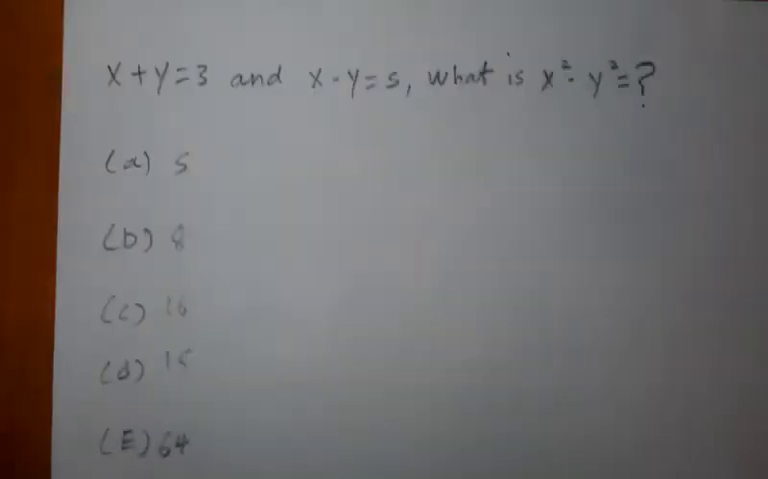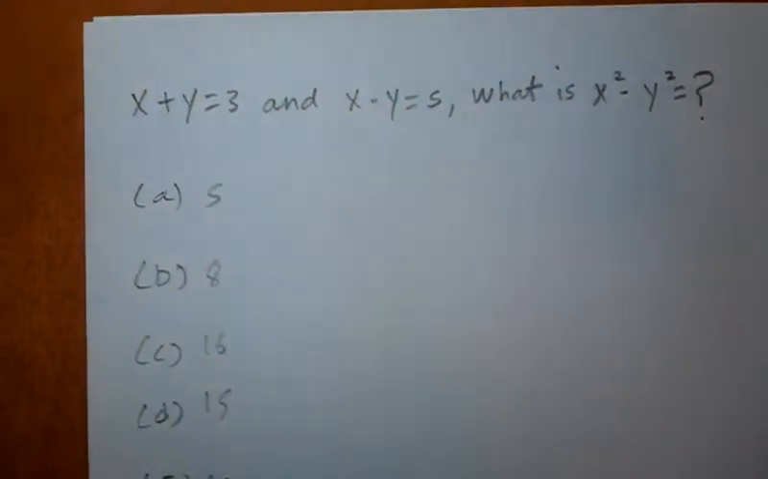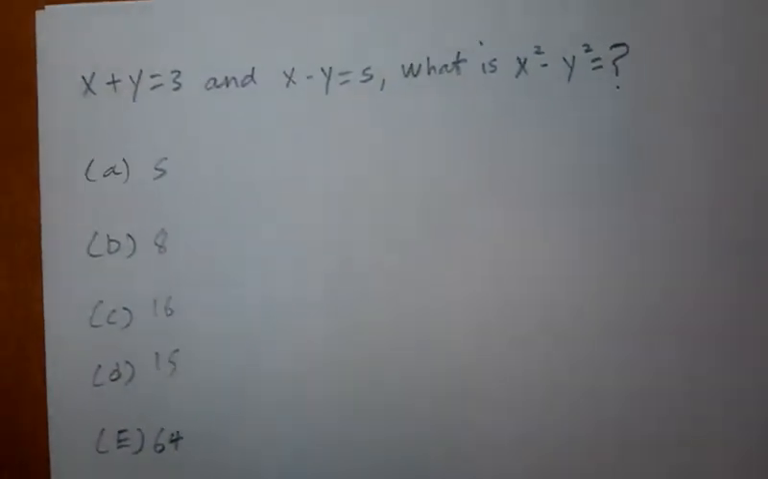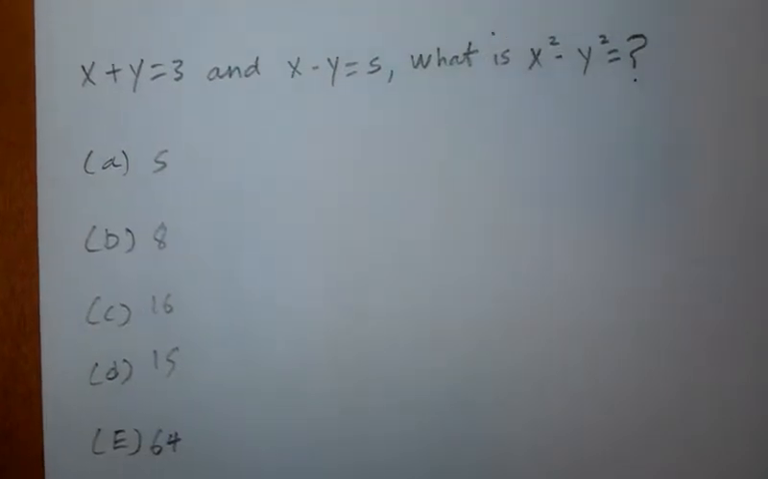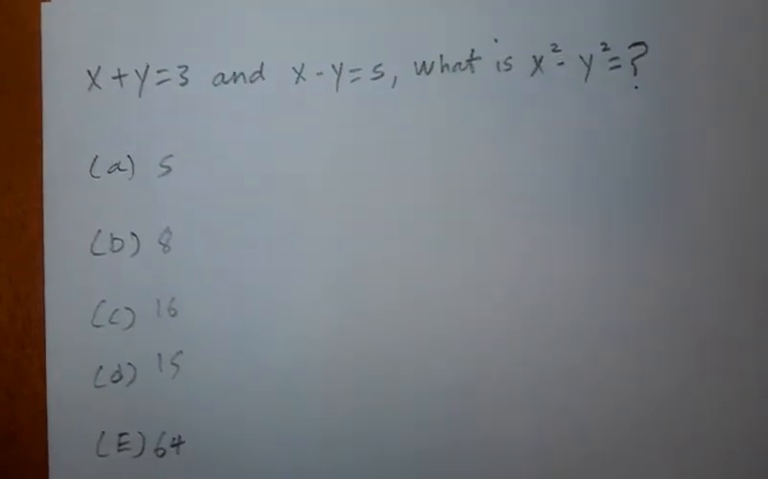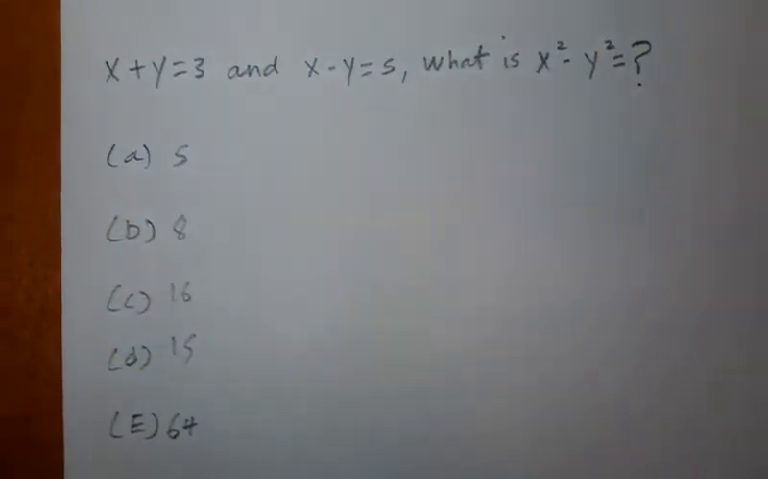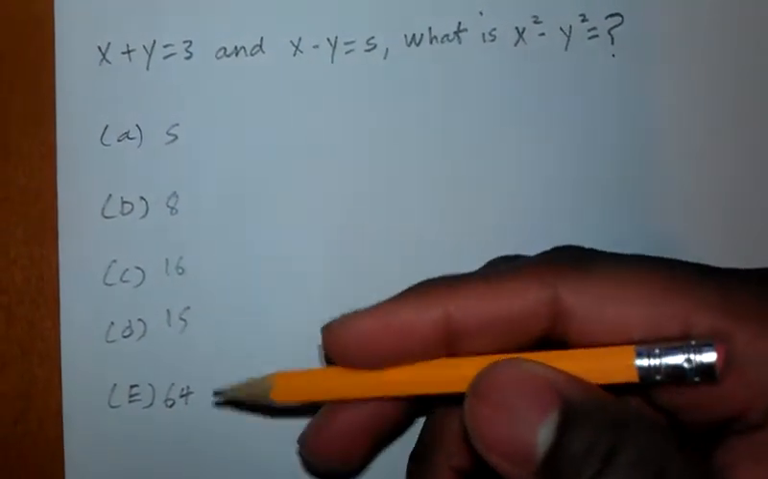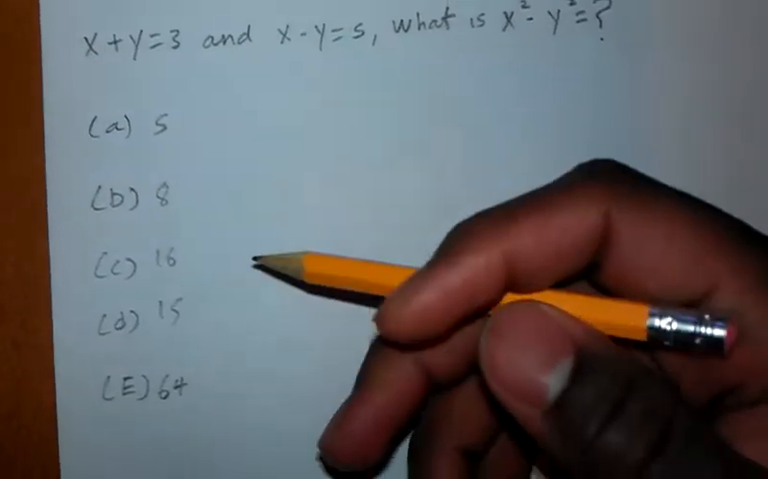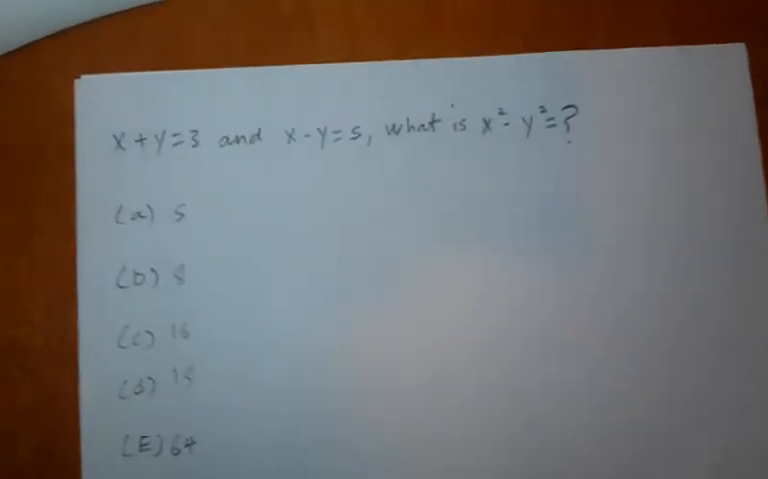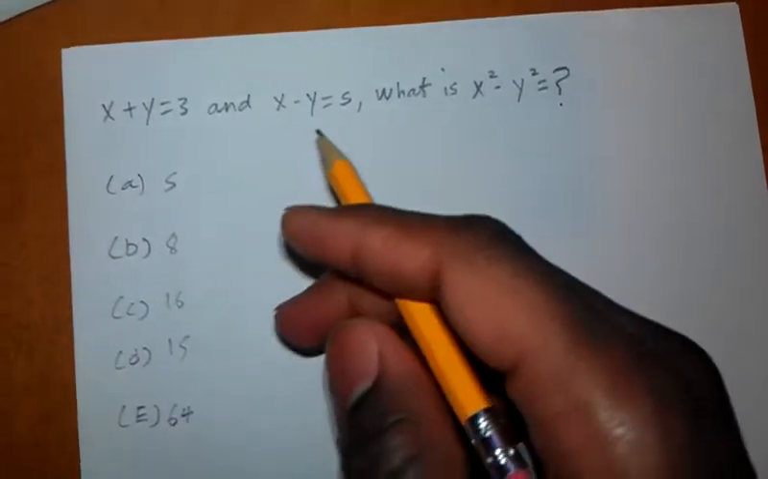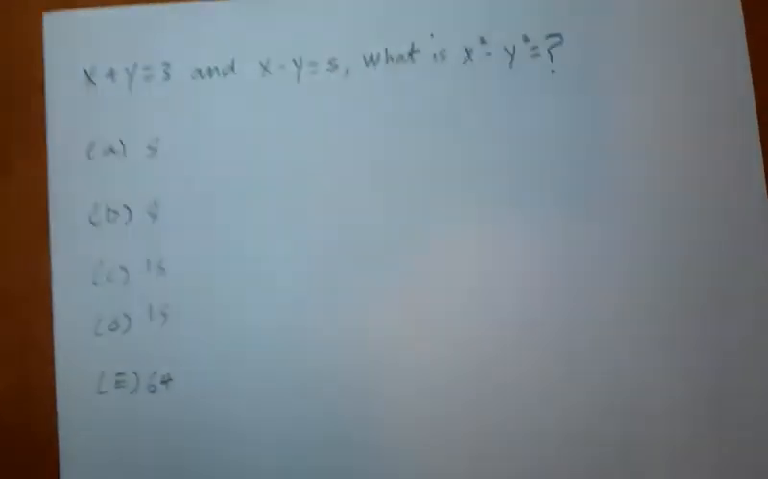A question like this you'll see on a test. If x plus y is equal to 3 and x minus y is equal to 5, what is x squared minus y squared? And here are our choices: A, B, C, D, and E. 5, 8, 16, 15, and 64.